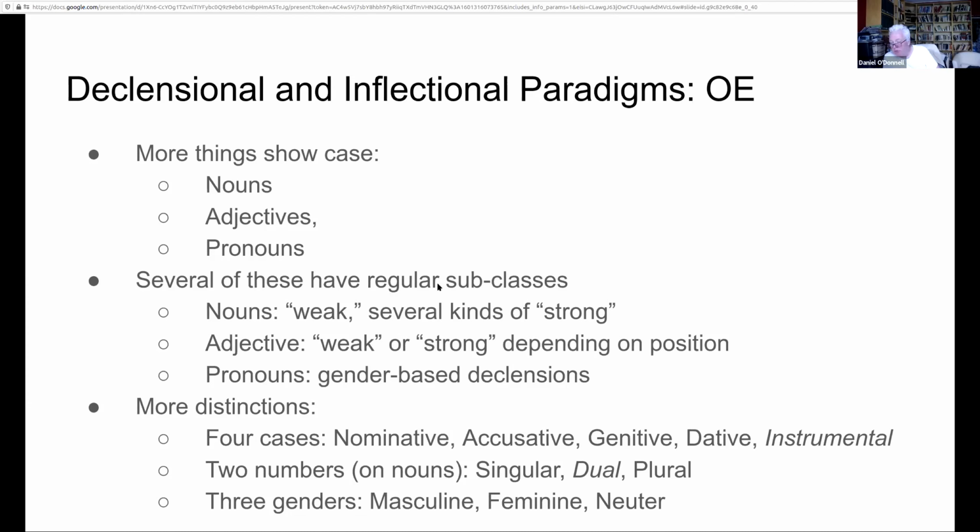They have two numbers, just like we do, singular and plural, but they actually have a third that shows up in pronouns, a dual, meaning exactly two. And they've got three genders: masculine, feminine, and neuter. And these are grammatical genders, as we'll say in a second.